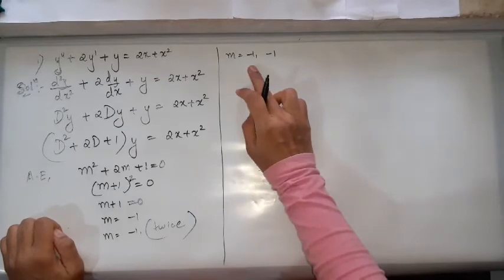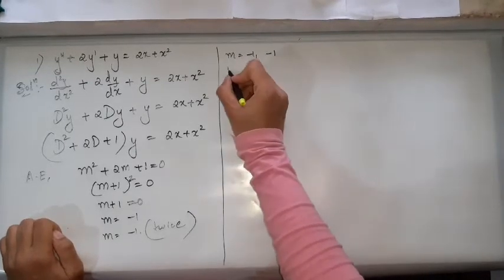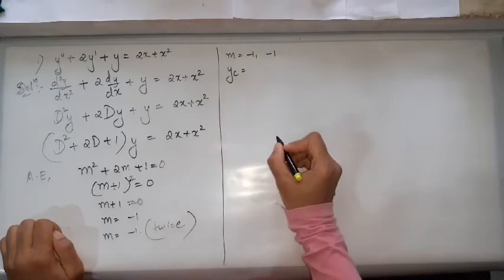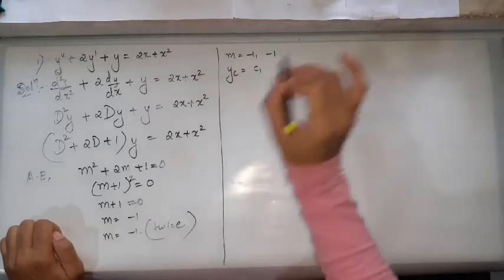And you'll have studied this rule. Whenever the roots are real and equal, how do you write yc for that? Yes, you consider one constant c1. You don't take any x, nothing.